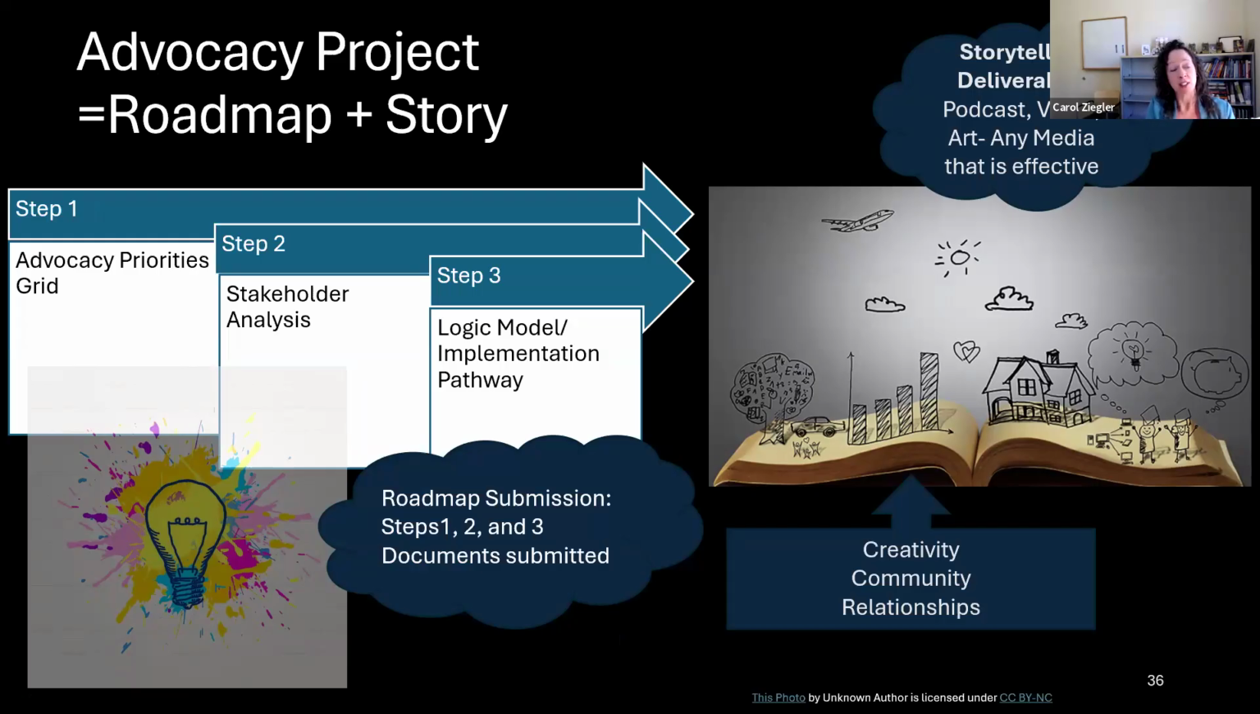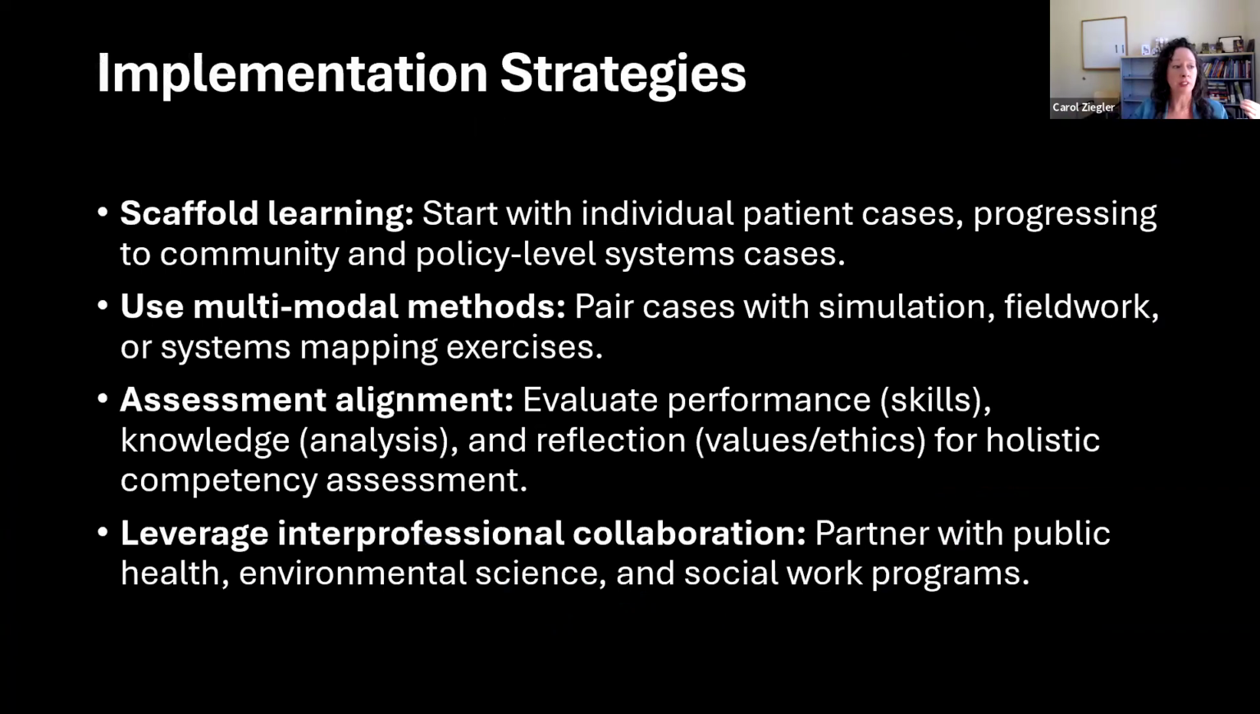But then for their final project, they turn in their priorities grid for advocacy, their stakeholder analysis, and then they build a logic model or implementation pathway for whatever they're working on, and all that is submitted. Then their final project is a storytelling deliverable, which could be a podcast, video, or art, done in partnership with a community to advance their issue. In the policy course, they make that a little meatier. They may create an op-ed, a position statement, a white paper, et cetera. So the courses build on each other. I wanted to show you how we situate this within the broader curriculum.